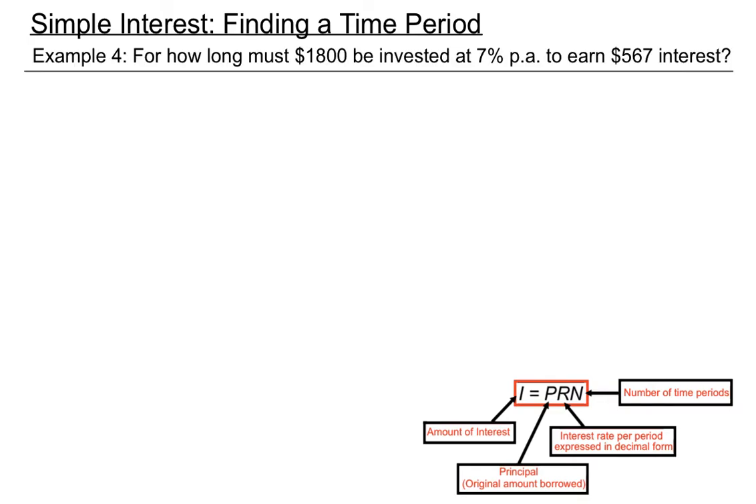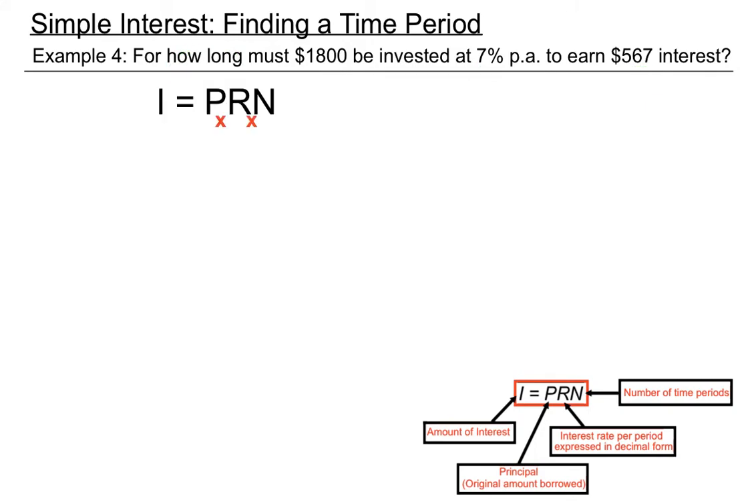Alrighty, finding the time period here. This is an example that asks us to find how many time periods are needed. This question says, for how long must $1,800 be invested at 7% per annum in order to earn $567 interest? So we've got a principal amount here, we've got an R for interest rate, and we've got an I for the amount of interest earned, and we are trying to find how long, how many time periods. That's the one we're trying to find. How many time periods are needed for that investment to earn that $567 interest.